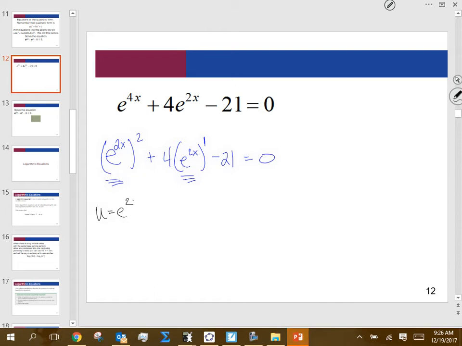Yeah, e to the 2x. So I would go through substitution, and I get u squared plus 4u minus 21. That's going to factor to (u minus 3)(u plus 7). So then I get u to be 3 and u to be negative 7, and then I put the e to the 2x back in. I just go back through logarithms and solve. Does that make sense? Okay.